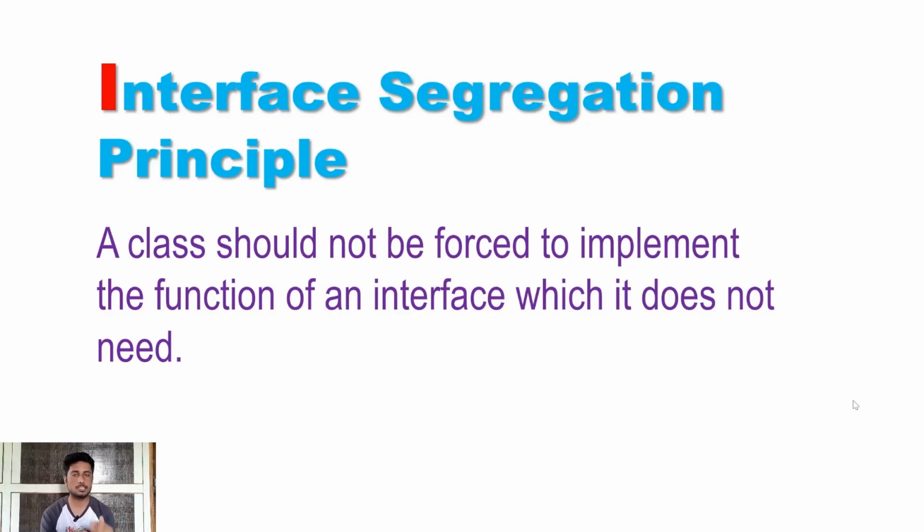Now this fourth principle starts with I, and that stands for the interface segregation principle, and it says that a class should not be forced to implement the function of an interface which it does not need. This statement makes sense: there is one interface which we will be implementing in our different classes, and if some of those classes don't need that functionality, then they should not be forced to implement that method. So let's go to our IDE to understand this.